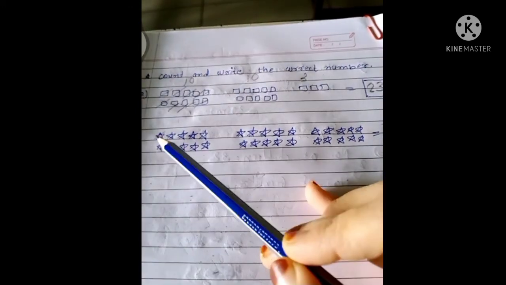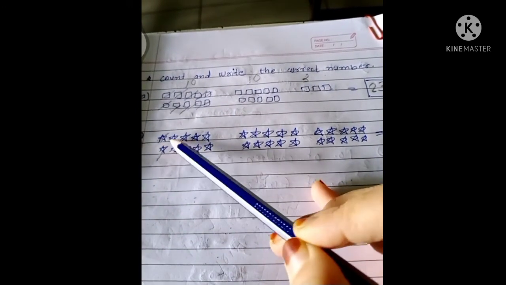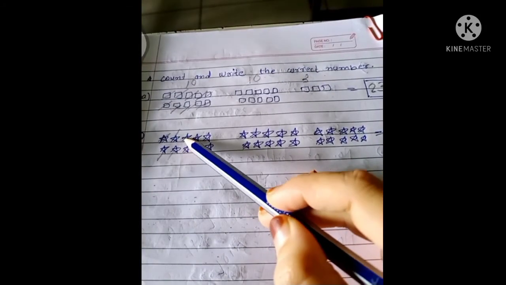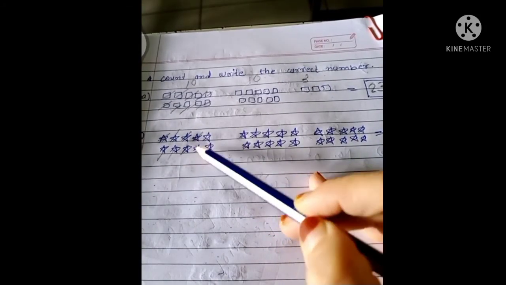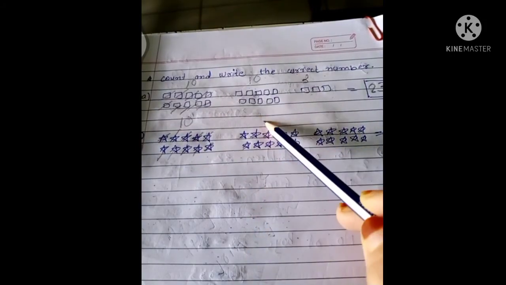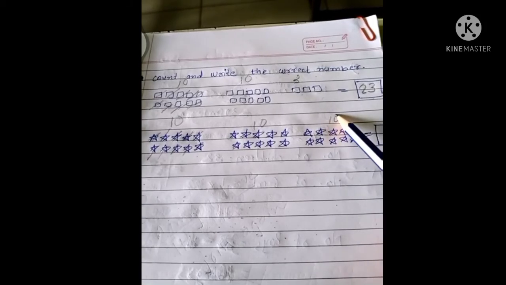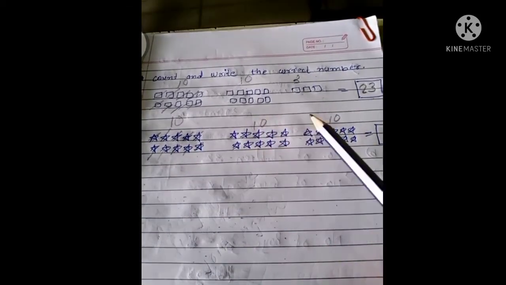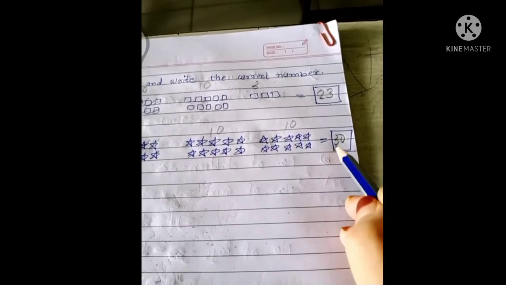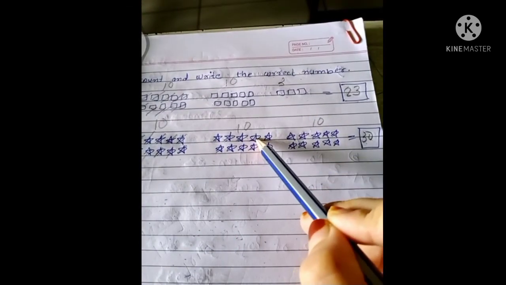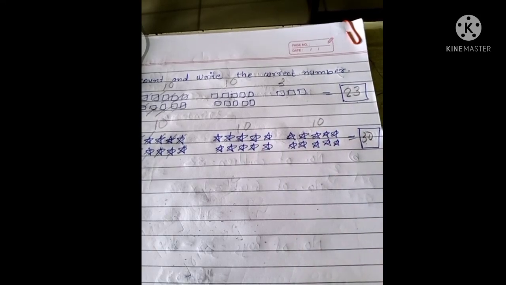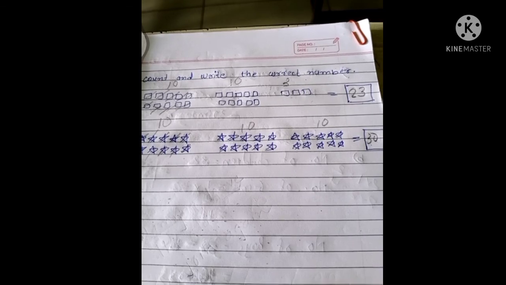Understood? Question number B. Here 1, 2, 3, 4, 5, 6, 7, 8, 9 and 10. So here 10, 10, 10. So 10 plus 10 plus 10. So how many stars in total? 30 stars. 10 plus 10 is 20, plus 10 is 30. Right? Is that clear to everyone?